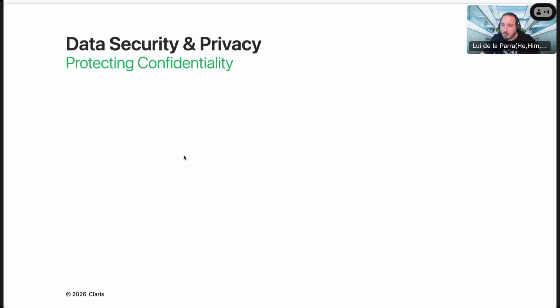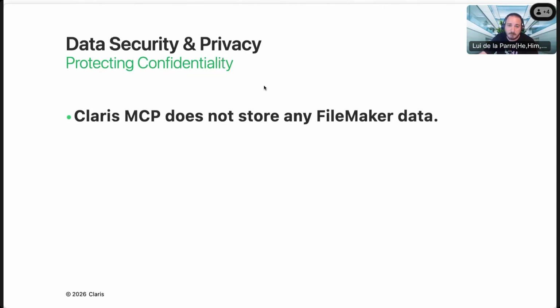There's one more thing that I want to really quickly call out, and that is data security and privacy. Before we end, I want to talk about our data security and privacy, because at Claris, protecting your data and privacy isn't just a priority, it's fundamental to everything that we build. The architecture of Claris MCP reflects this commitment through intentional design decisions. We've engineered it from the ground up with privacy at its core, ensuring that the valuable databases you built over the years remain secure and under your control.